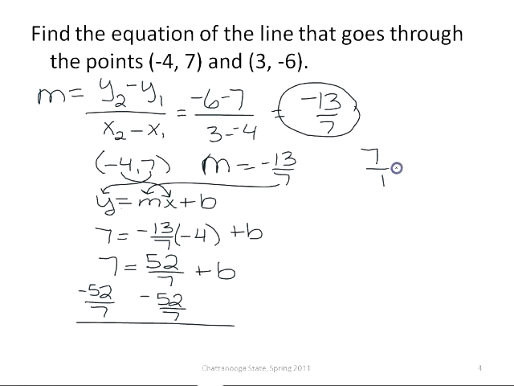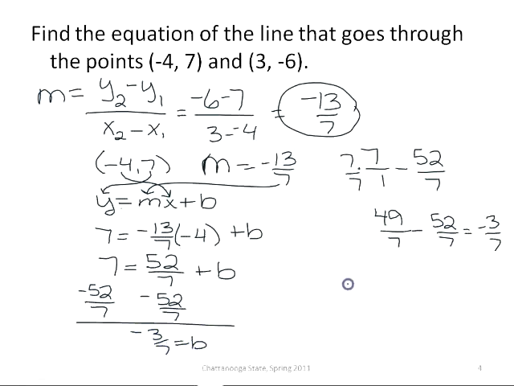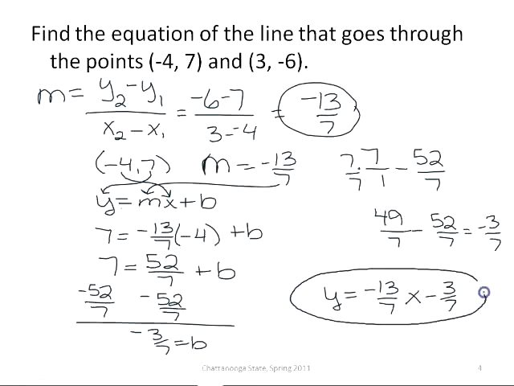So that means once again I need a common denominator. 7 over 1 minus 52 over 7. You see that it really is the same steps. I still have to get the common denominator. This gives me 49 over 7 minus 52 over 7. Still gives me the negative 3/7. So negative 3/7 is the value for b. So now I just have to remember to go back and write that in my equation. y equals negative 13/7 x minus 3/7.